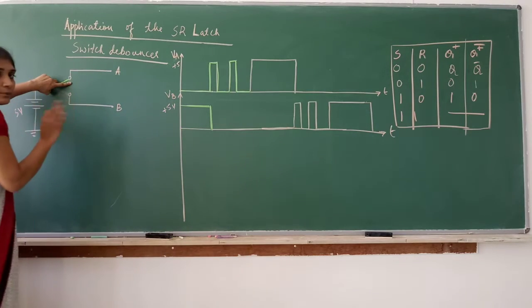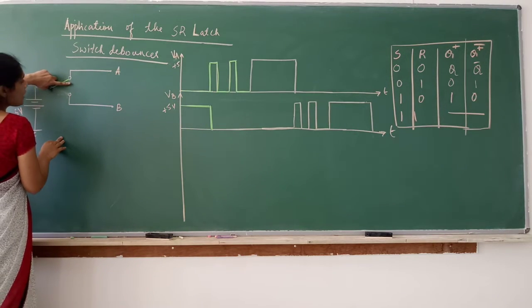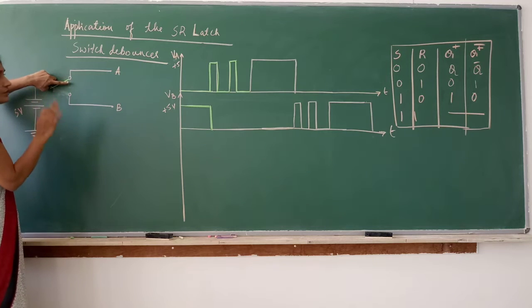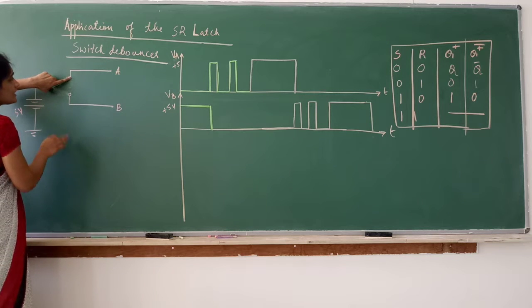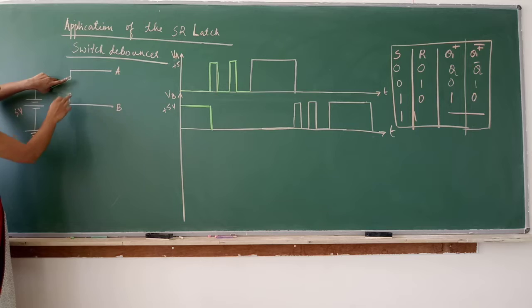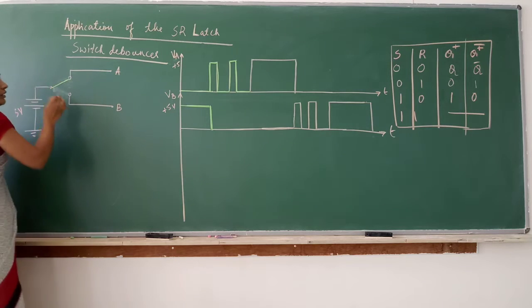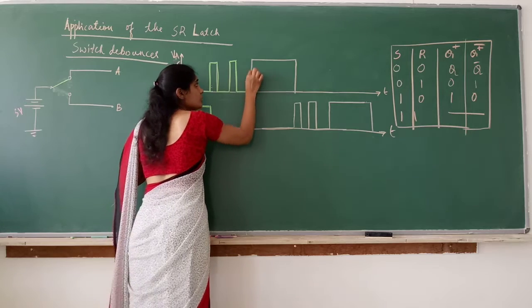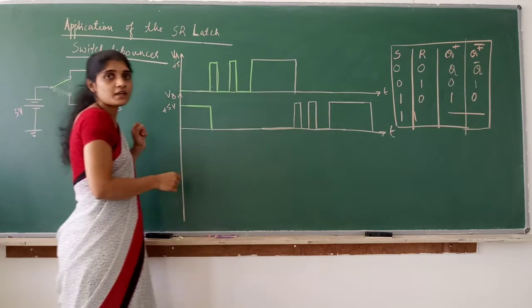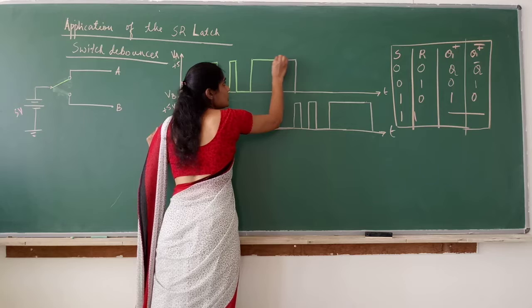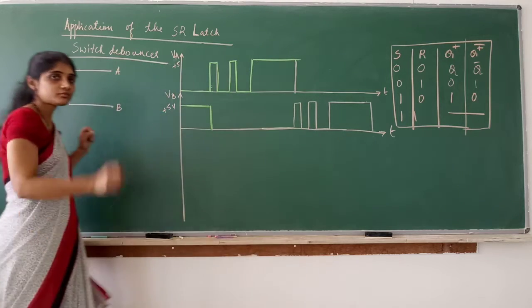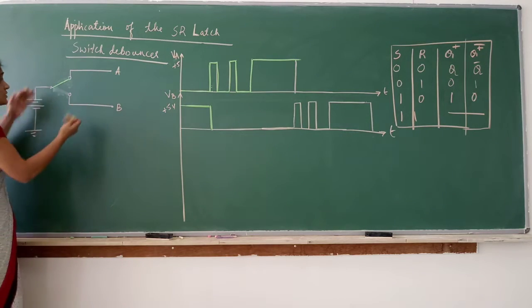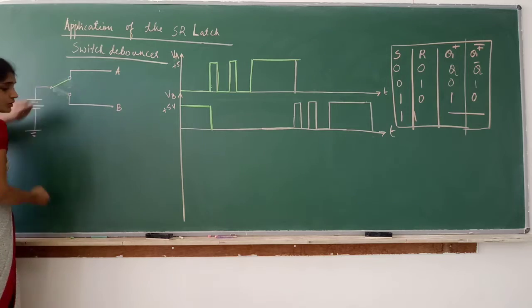Again this happens several times, and after several switch bounces, the contact will settle at A, because we have moved it from B to A. Now after the switch bounce, the voltage at A becomes 5 volts. It will be 5 volts. The same thing happens when you move the contact from the upper position to the lower position.